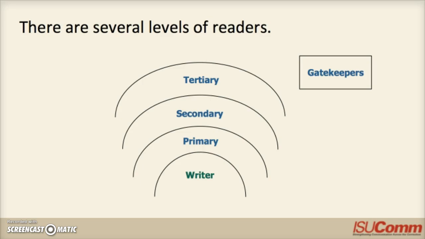Tertiary readers are those who may have an interest in the document's contents. They are often evaluators of you, your team, or your company. These readers might include journalists, lawyers, auditors, politicians, and so forth. And finally, gatekeeper readers are readers who will need to see and approve your document before it is sent out to the primary readers.